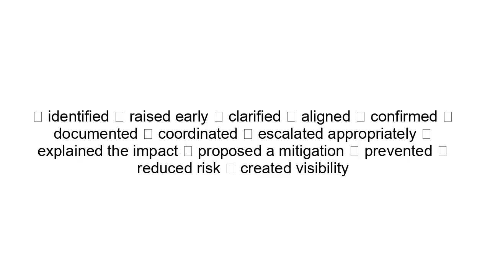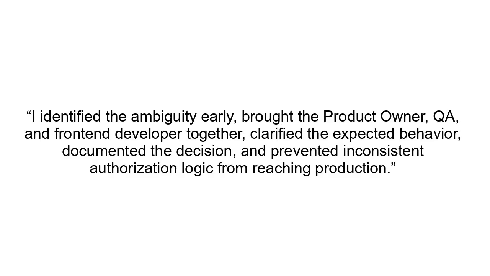Strong words to use in your answer. You can use words like identified, clarified, raised early, aligned, confirmed, documented, coordinated, escalated appropriately, explained the impact, proposed a mitigation, prevented, reduced risk. Example: I identified the ambiguity early, brought the product owner, QA, and front-end developer together, clarified the expected behavior, documented the decision, and prevented inconsistent authorization logic from reaching production.